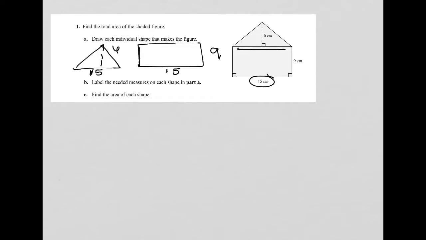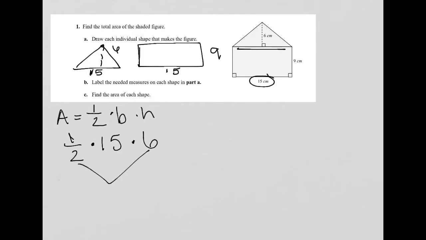Now I need to find the area. So to find the area of a triangle, I'm going to start by doing 1/2 times the base times the height. So 1/2 times 15 times 6. Now, for me, 15 isn't an even number to split in half, so I'm going to do 1/2 times 6, which would give me 3. And then I'm going to multiply that by 15, and that's going to give me an area of 45 centimeters squared. Now I'm going to find the area of the rectangle.